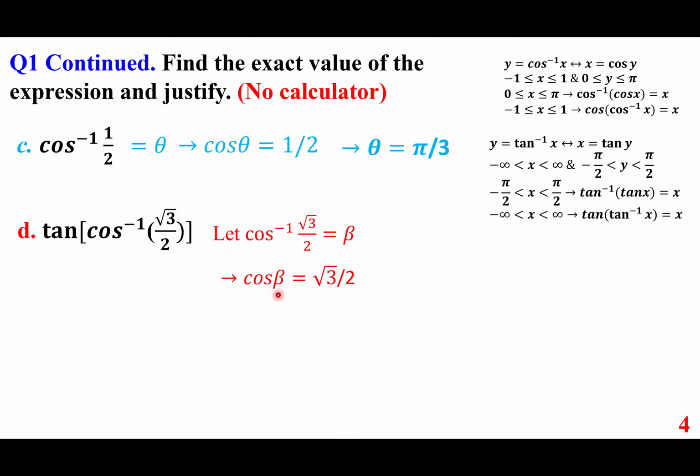Beta must be pi over 6 because cosine beta is square root of 3 over 2. And so we are asking for tan of pi over 6, which is square root of 3 over 3.